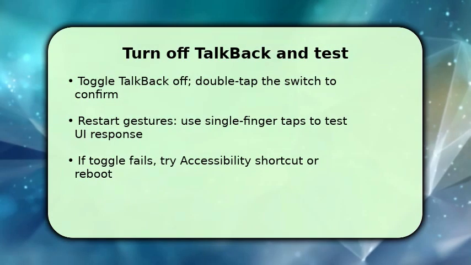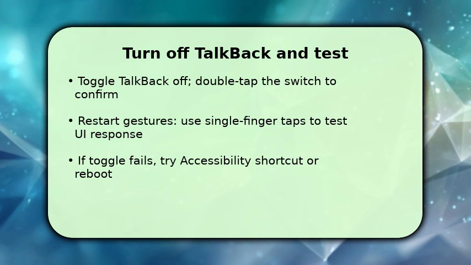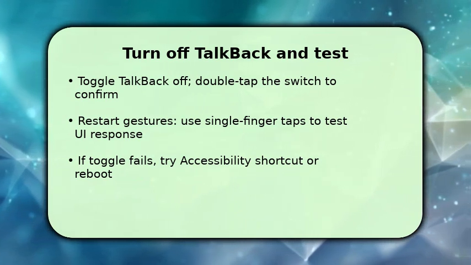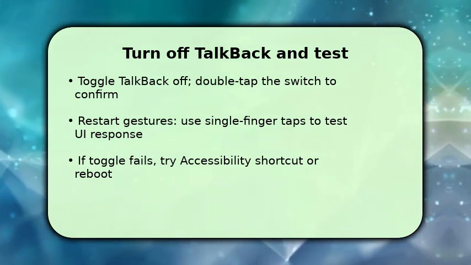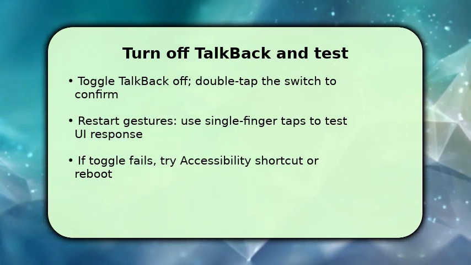To disable Talkback, double-tap the toggle labeled Talkback or Screen Reader. You may need to confirm via a dialog, double-tap Confirm. Once it's off, switch back to single-finger taps and normal gestures to verify the UI responds normally.